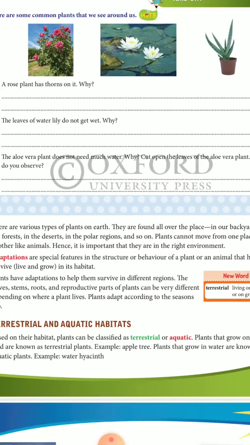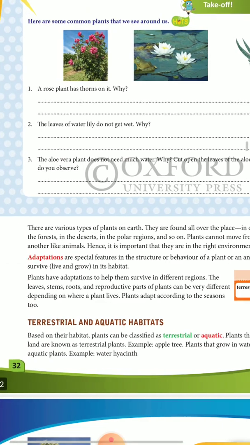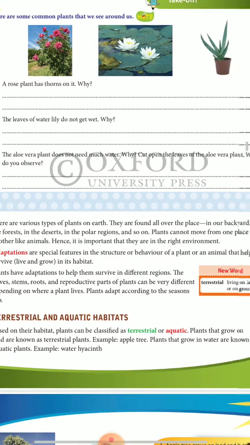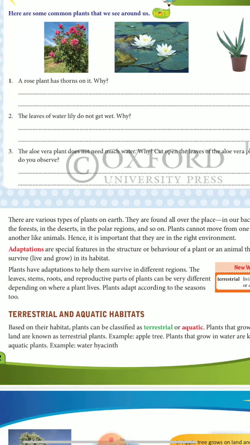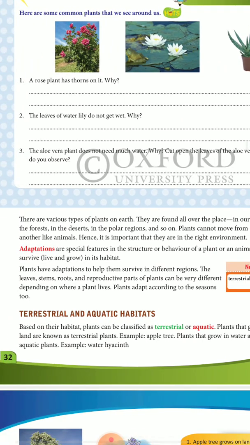As I told you earlier, adaptations are the special features in the structure or behavior of a plant or animal that help it survive in its habitat. So habitat is a particular place where the plant or animal will live. And adaptation is a special feature that will help the plant and animal to be comfortable and live properly in that particular habitat. Clear?